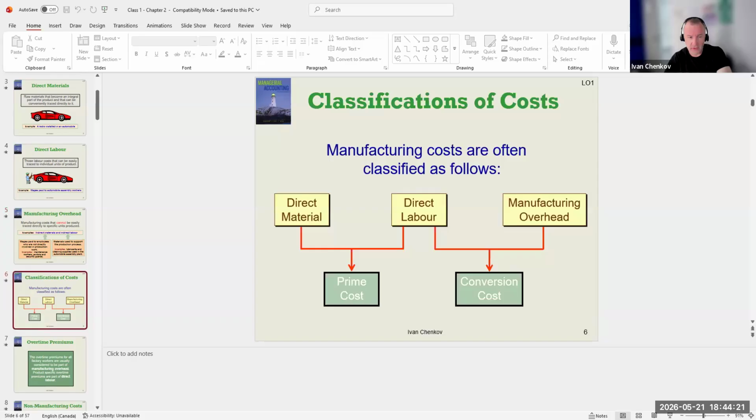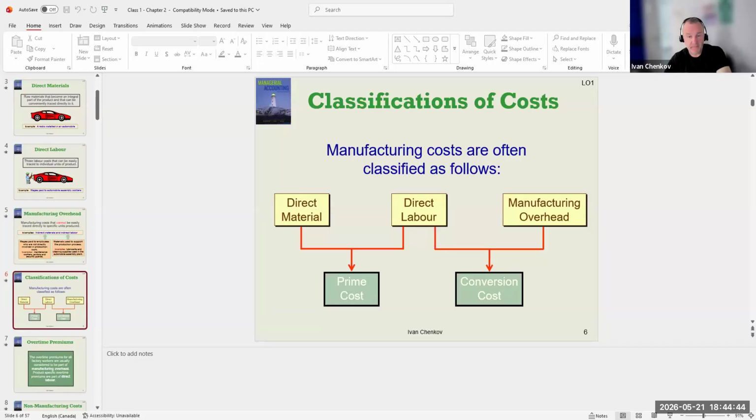And that brings us to the classification of these three costs: direct material, direct labor, manufacturing overhead. Since direct material always comes first and direct labor follows the direct material, we're going to call direct material and direct labor prime cost. Prime means first. And we're going to call it prime cost.